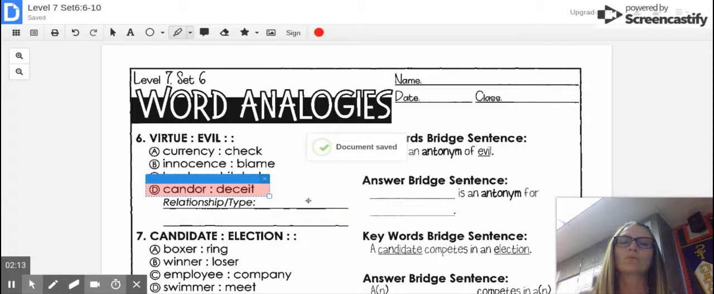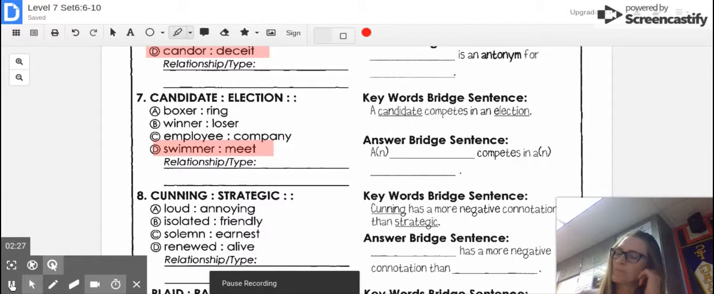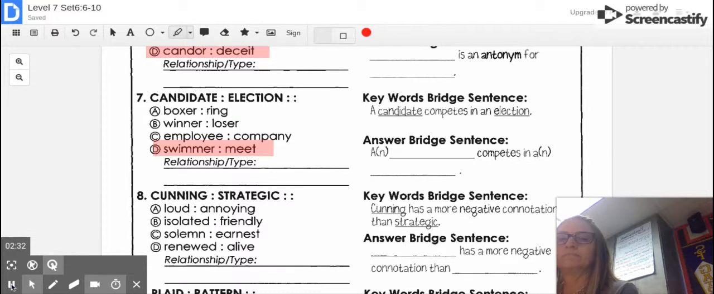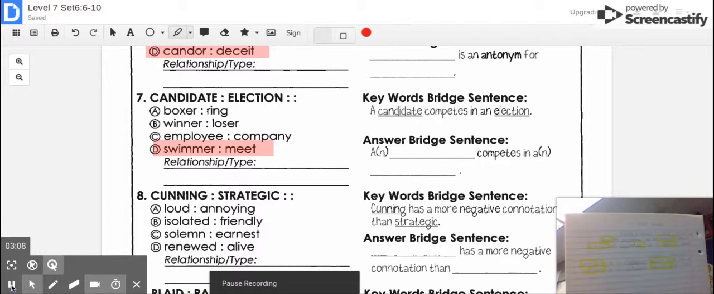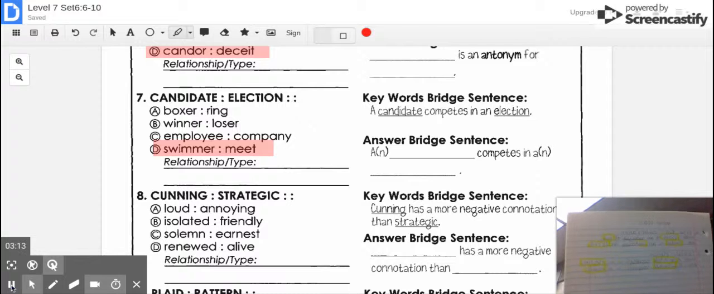Okay, so let's write those down for our answer bridge sentence, and we're going to highlight the keywords in our keywords bridge sentence and the answers in our answer bridge sentence. So go ahead and do that. Okay, so this is what your paper should look like so far. Make sure that you're highlighting your keywords in your keywords bridge sentence and your answers in your answer bridge sentence.